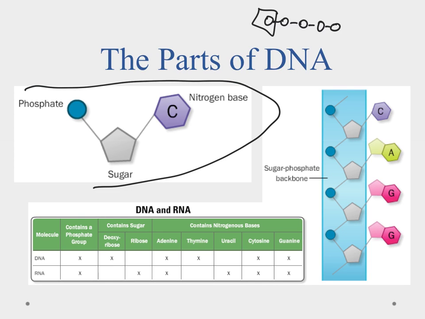If you notice, there's a phosphate group here. We have a sugar, and the sugar is going to help us determine which type of nucleic acid we have, whether it's DNA or RNA. And then we have our nitrogenous base. Our nitrogenous base is what's going to code for the proteins, and we'll learn about that a little bit later on in the unit.